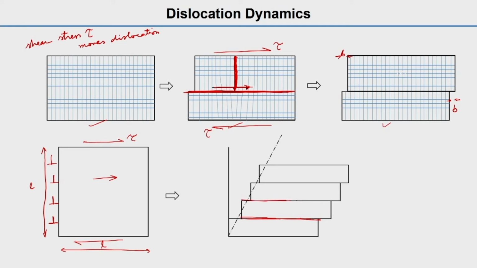Similarly, the other dislocation on a parallel slip plane will move and create a step here. Similarly, another dislocation can move and make a step here, and then another parallel plane here. So finally the shape will look like this. Let's assume this angle is theta.